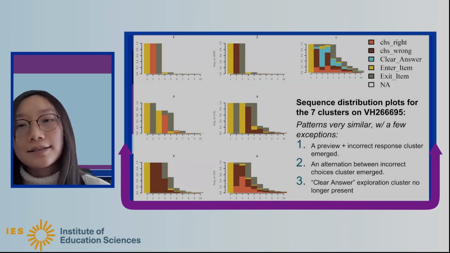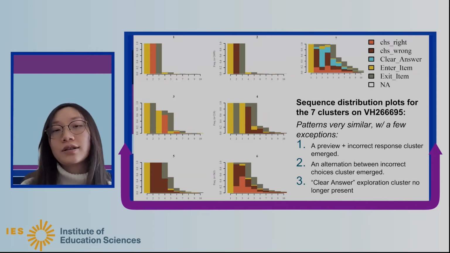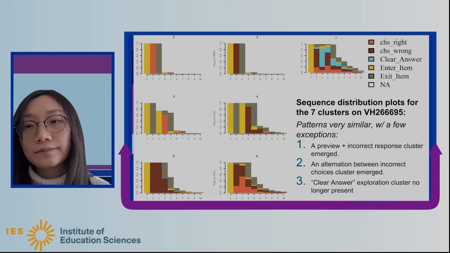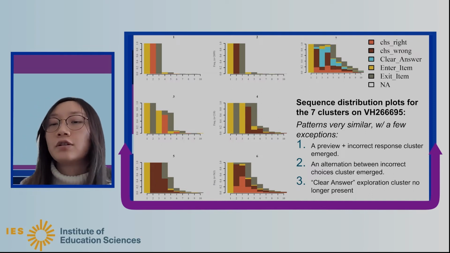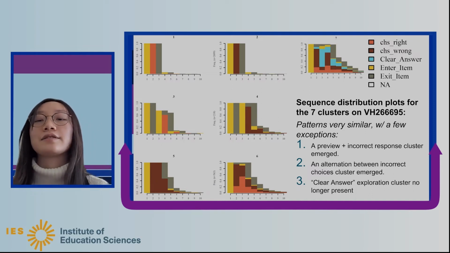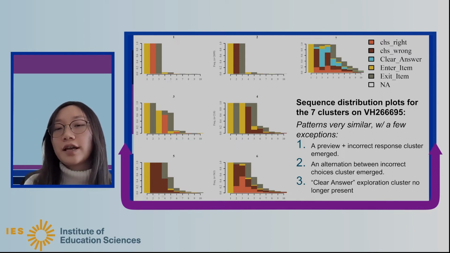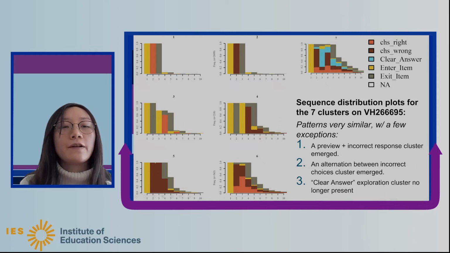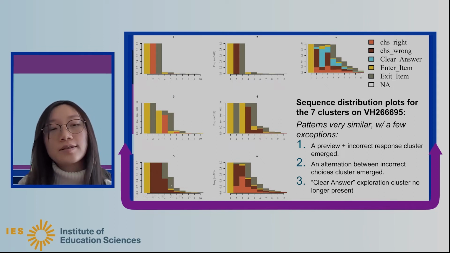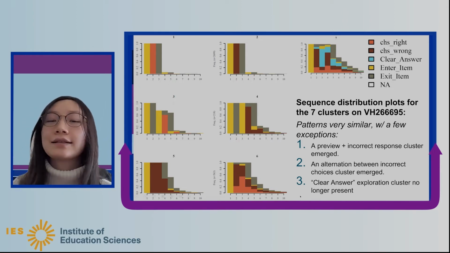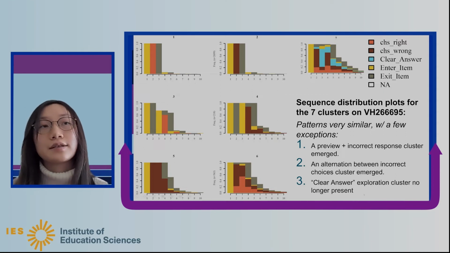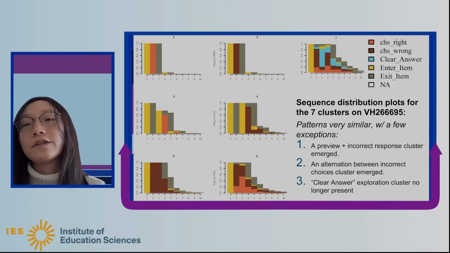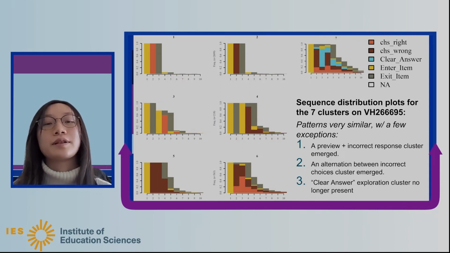Here are the results for item 8, which is another single part, single select question. And we can see that the patterns are very similar. There are a few exceptions. The first is that there emerged a cluster with preview followed by incorrect response. The second is that there's a new cluster where people alternate between different incorrect choices. And that is cluster 5, where you can see people were changing their responses during their visit, but only changing among the different incorrect choices. Lastly, the cluster that corresponds to clear answer with exploration is no longer present. Maybe people figure out what that button does in their first visit, and they're no longer doing that on subsequent visits.